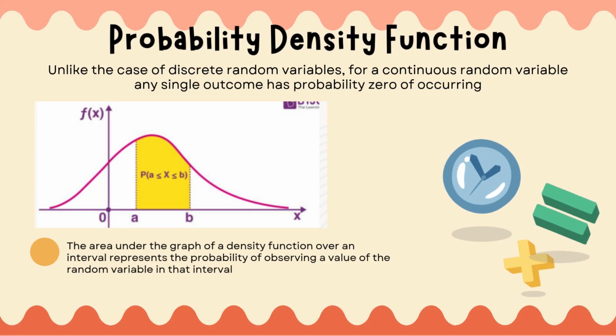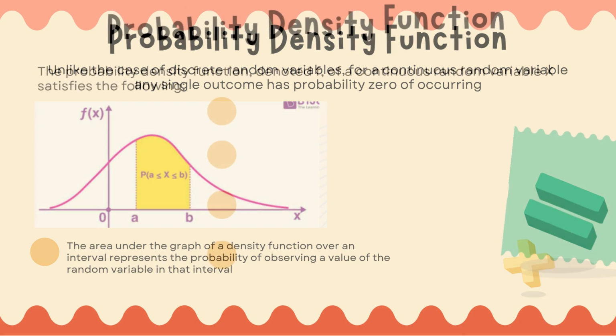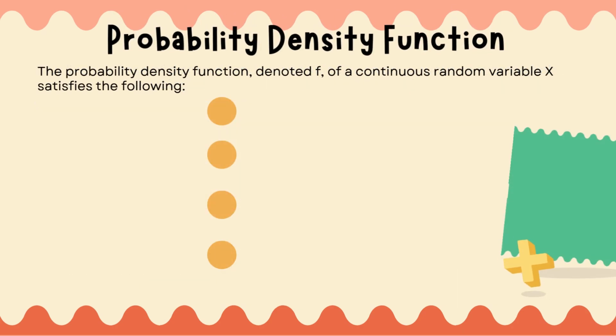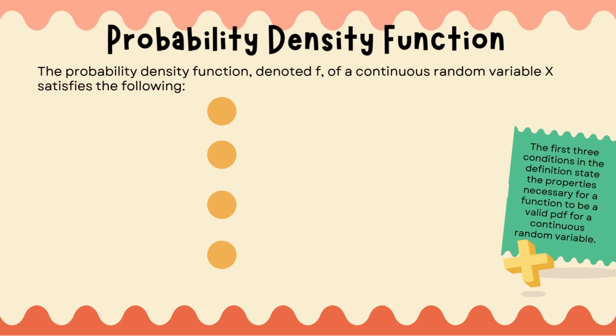Unlike discrete variables where probabilities are assigned to individual points, the PDF assigns probabilities over intervals. You can think of this as measuring probabilities for continuous data where the function is integrated over a range to find probabilities. For a function f of x to qualify as a valid probability density function, it must satisfy these three conditions. Number 1. f of x must be greater than or equal to 0 for all x. This means that the PDF cannot have negative values since probabilities are always non-negative.